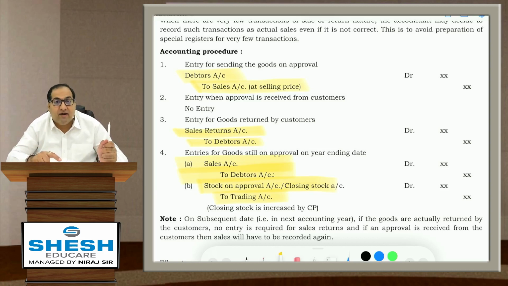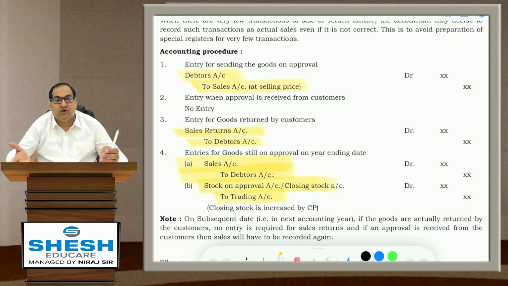He has not replied it back to you. So the problem is, it is not your sales for the year, and therefore it is my closing stock. Just remember this much. It is not my sales for the year, therefore it is my closing stock.